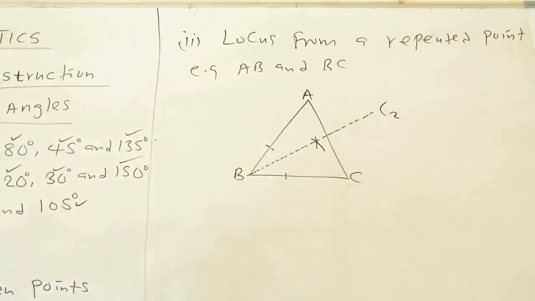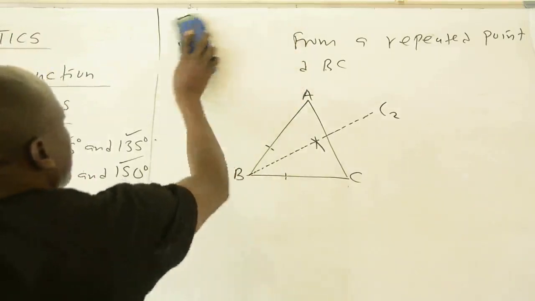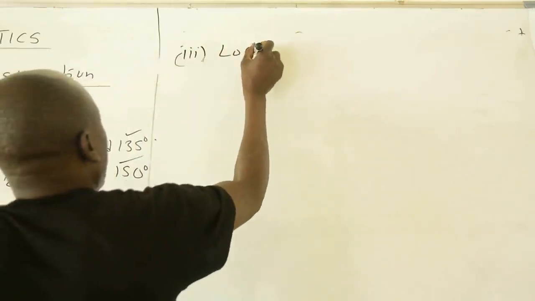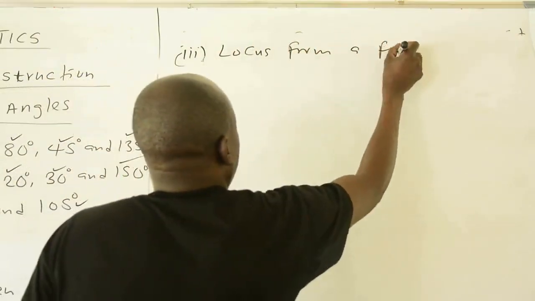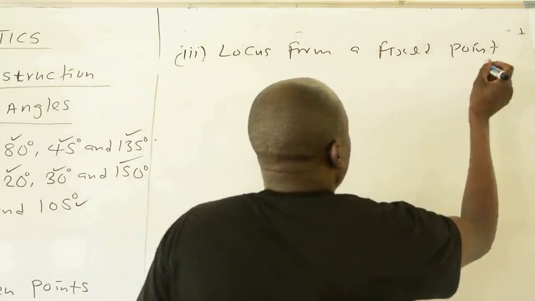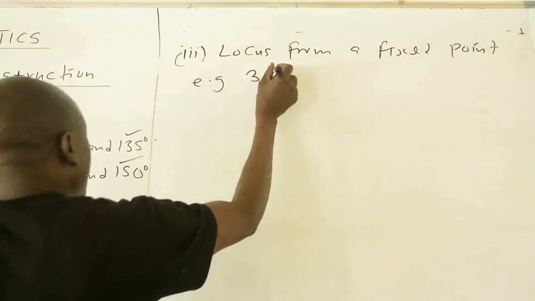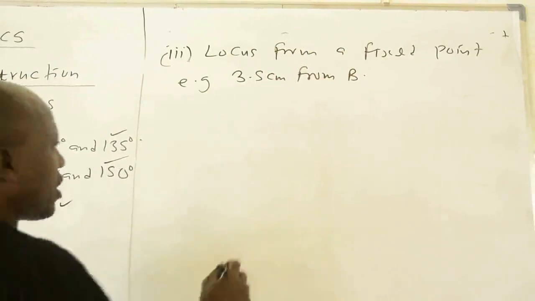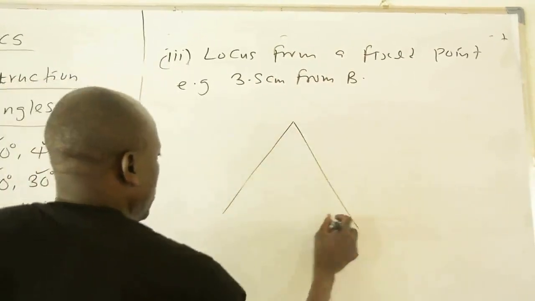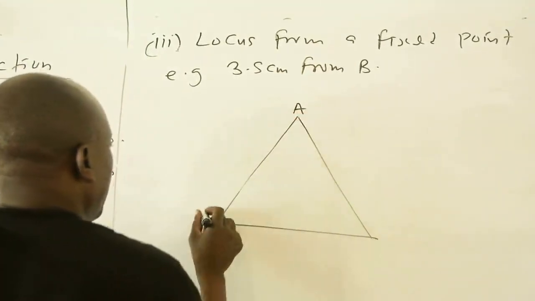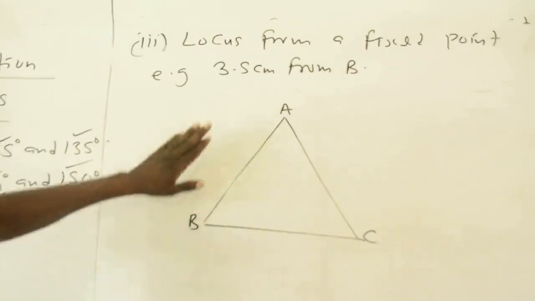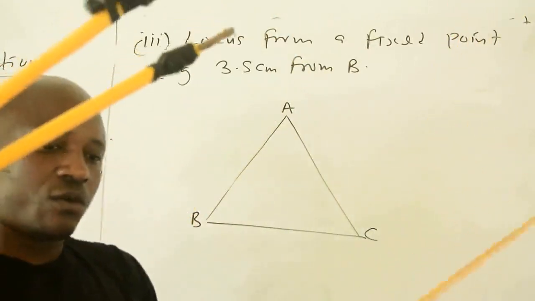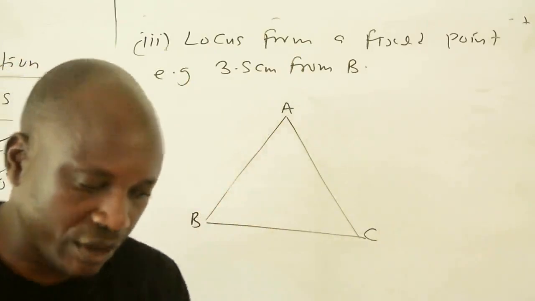Now, the next one is locus from a fixed point. Locus from a fixed point, for example, we have 3.5 cm from B. Now, you are going to draw any triangle of your choice. This is a triangle A, B, C. Now, since it is 3.5 cm from B, we are going to use our ruler and our compass.